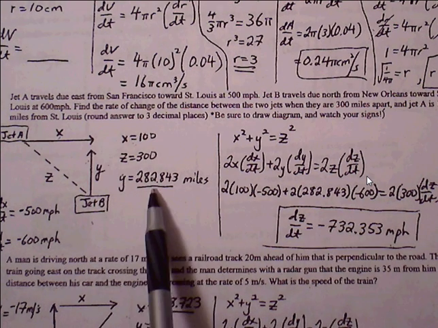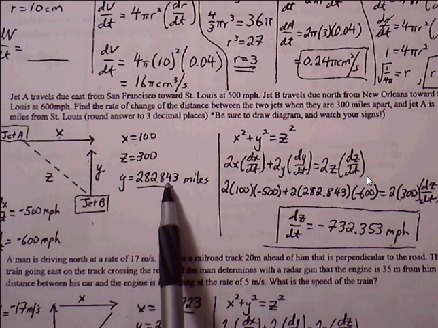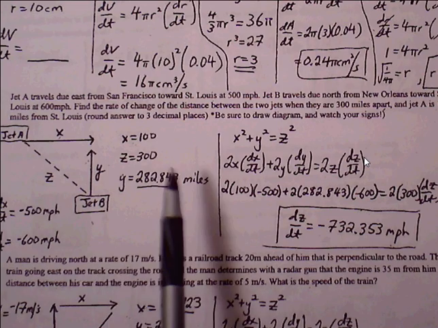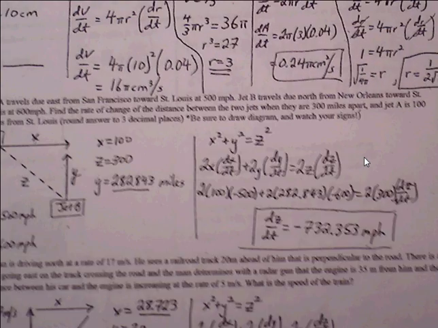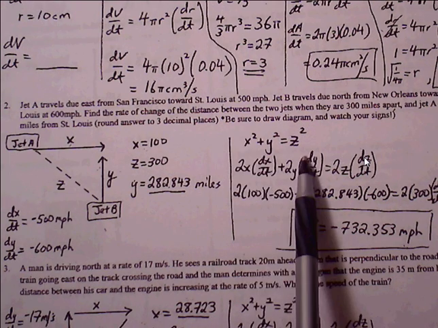Louis, we can go through the Pythagorean theorem, so x squared plus y squared equals z squared, and then we can simply solve for y. I didn't show the work here, but going through the Pythagorean theorem, when we solve for y it is roughly 282.843 miles. Now, we should have all the information that we need to plug in after we find the differential equation.